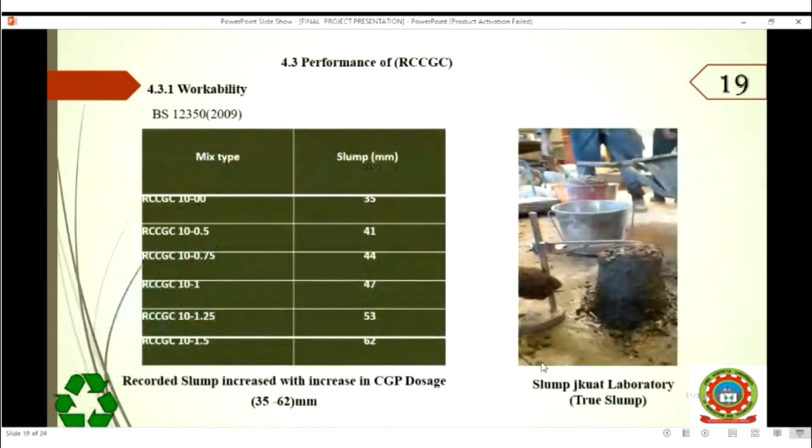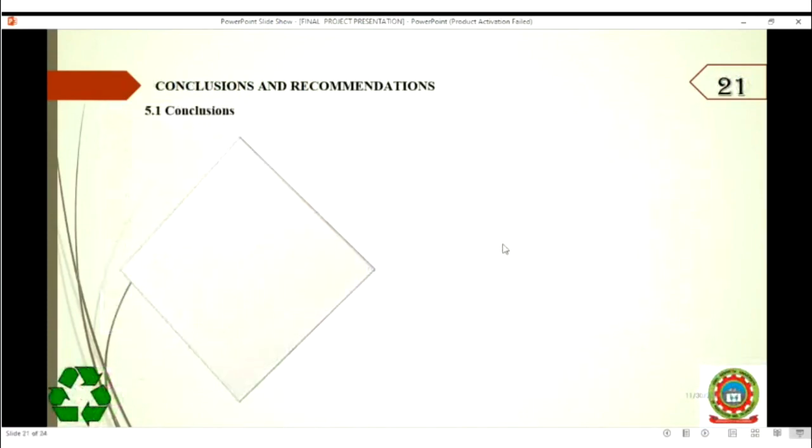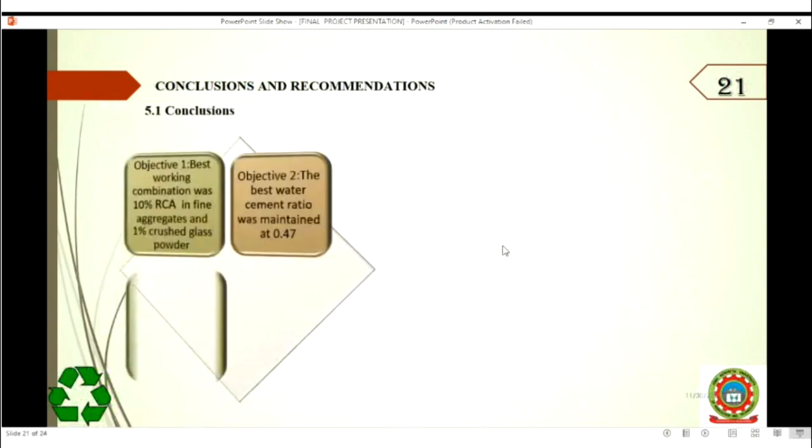On workability, we did the slump test, which is shown as per the table. Compressive test: this shows the compressive strength variation of recycled concrete and crushed glass concrete, which was done after 7, 14, and 28 days.